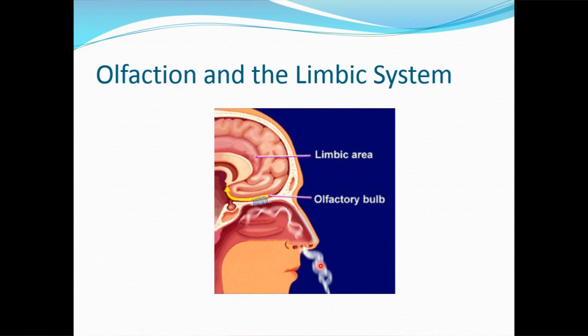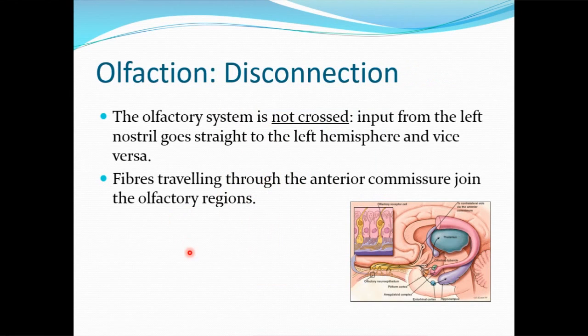This is just a picture, just to remind you that smells coming to the nose go to the amygdala, they go to the limbic area, meaning that it has an emotional component to it. Now, the olfactory system is not crossed. Okay, we know many of our systems are crossed. The olfactory system is not crossed. So input from the left nostril goes straight to the left hemisphere, and vice versa. Input from the right nostril goes straight through to the right hemisphere. But fibers traveling through the anterior commissure join the olfactory region. So eventually that information does get to the other hemisphere, but it's through the anterior commissure. But the system is not crossed. Okay.